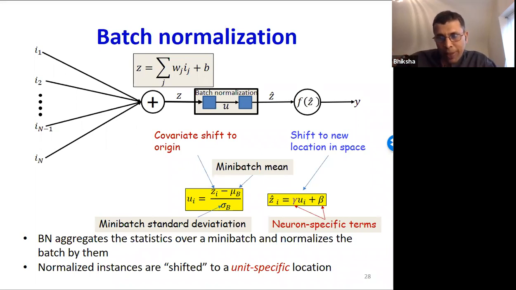And the process of batch normalization itself can be shown in this manner. It's a two-step process. The first is the normalization of the instances in the batch, which is this guy. And the second is the shift of all of these instances to the right location in the space.